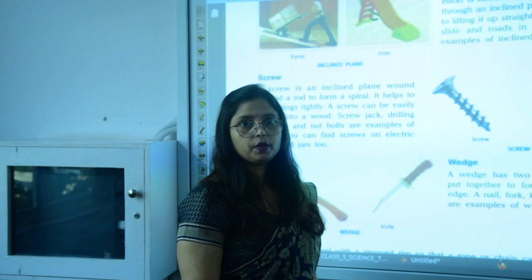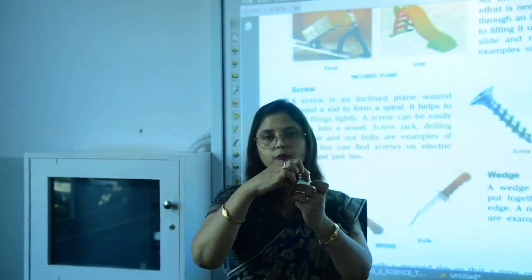This type of arrangement you can also see in this bulb. You can see these lines which are wrapped around this rod like structure. So, this also represents a screw. Now, you can see here these circles. So, this arrangement is also a screw.